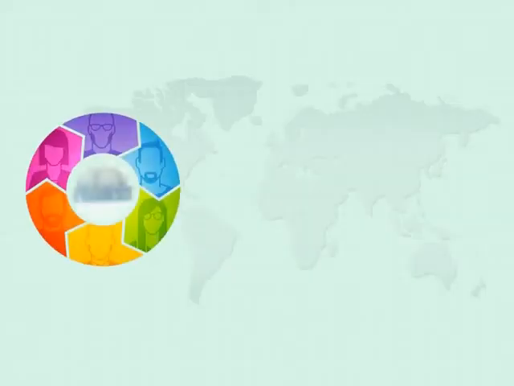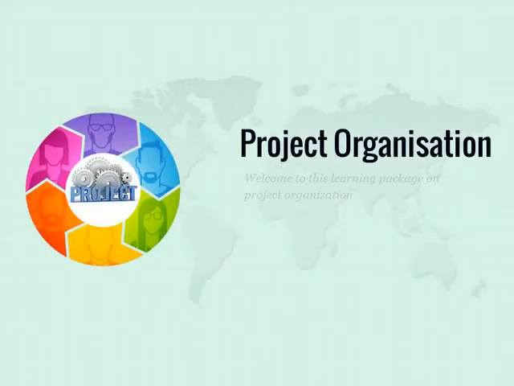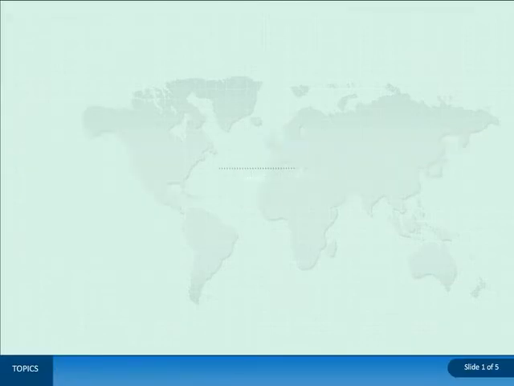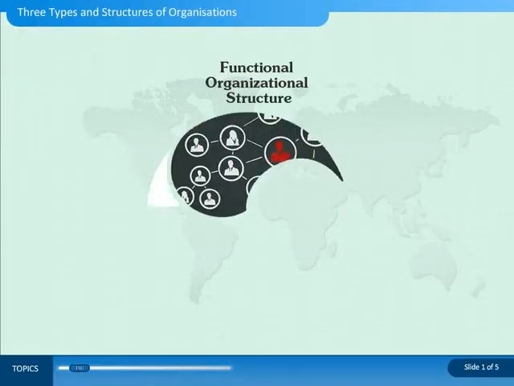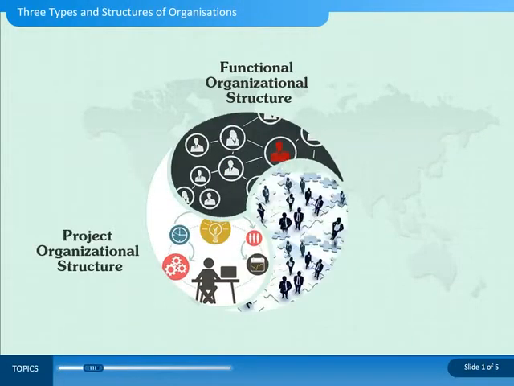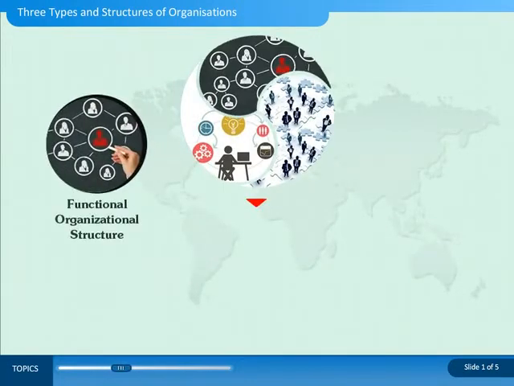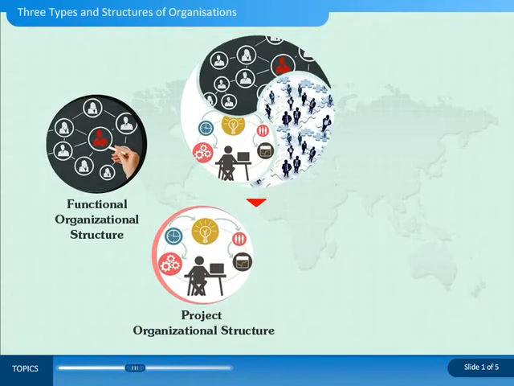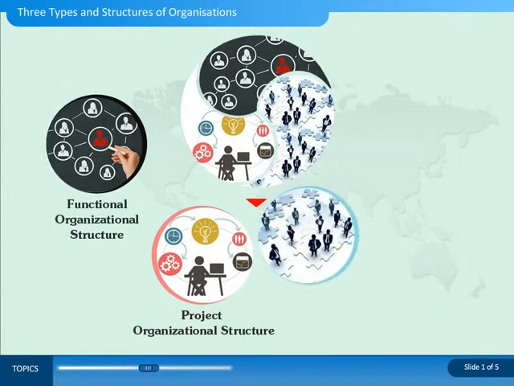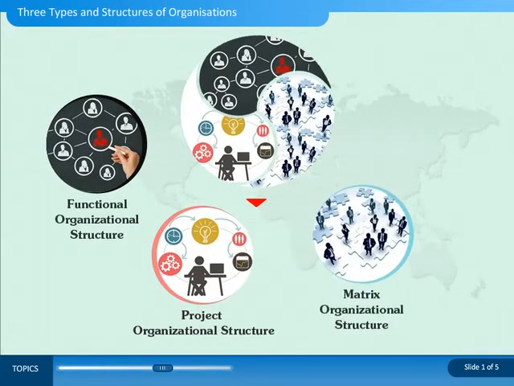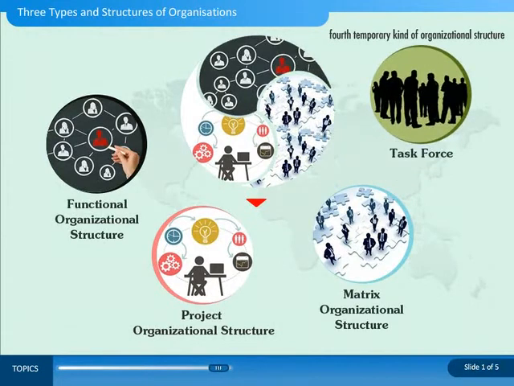Welcome to this learning package on project organization. In this package, we'll be discussing three types of primary organizational structures: functional organizational structure, project organizational structure, and matrix organizational structure. We'll also be briefly talking about a fourth temporary kind of organizational structure called the task force.